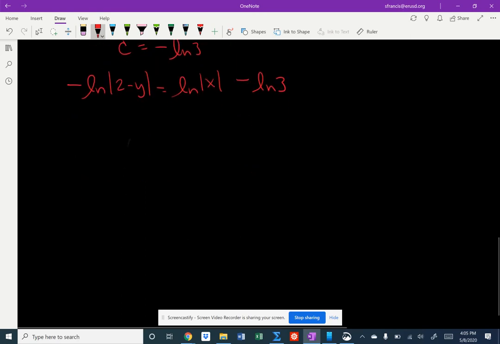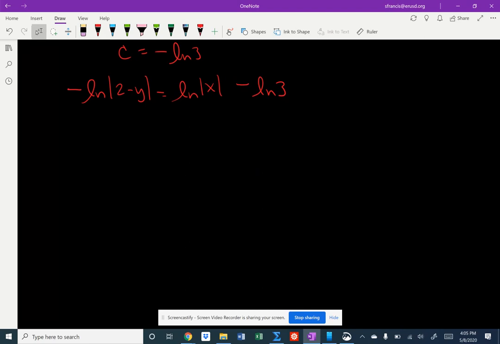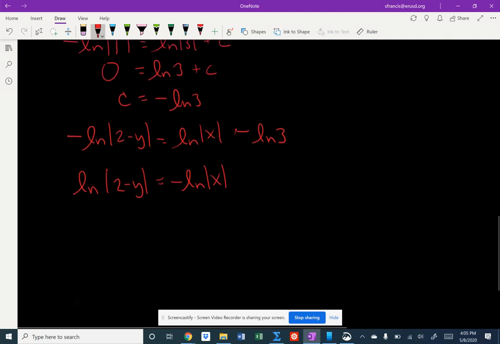And now we just got to solve for y. Now to solve for y, what you want to do is get rid of that negative first. There's a way of not getting rid of the negative first that works out okay. I just don't advise that you do that.